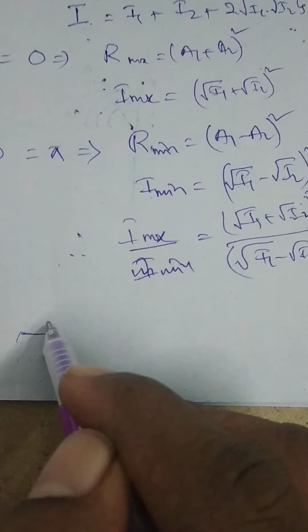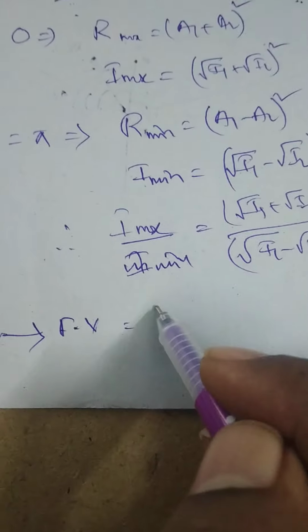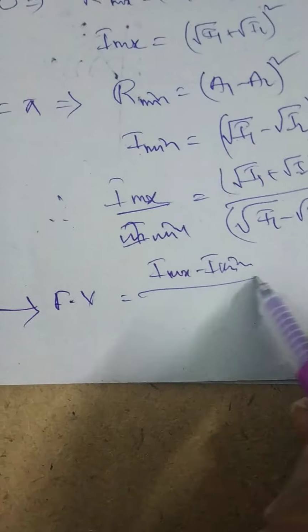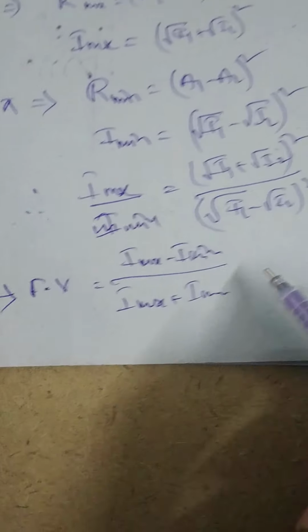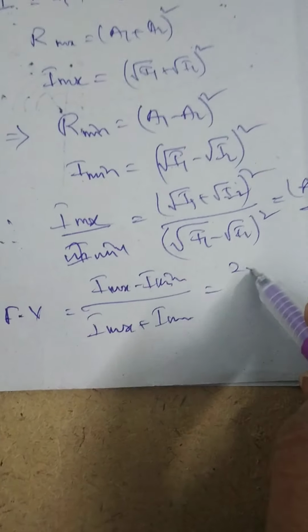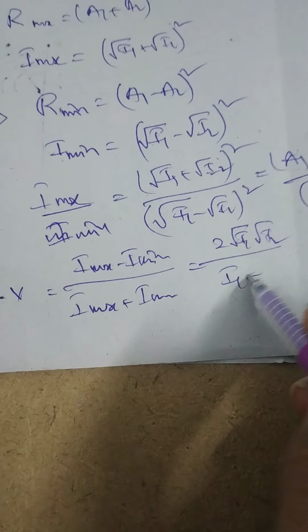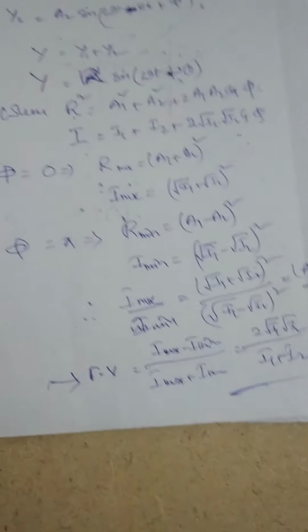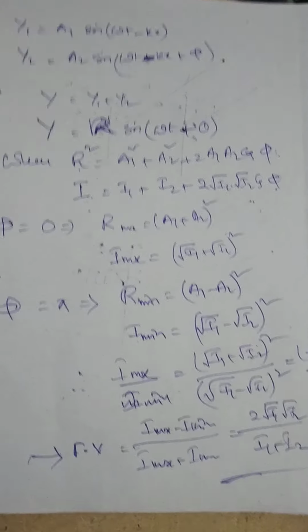Next again, fringe visibility. Fringe visibility can be defined as I maximum minus I minimum by I maximum plus I minimum. That is equal to 2 root I1 root I2 by I1 plus I2. This is called the fringe visibility. Up to this, we derived all these formulas in the previous video.